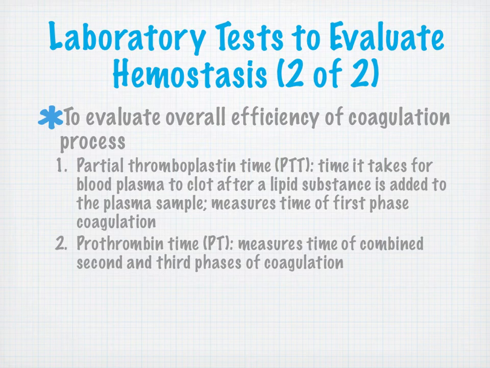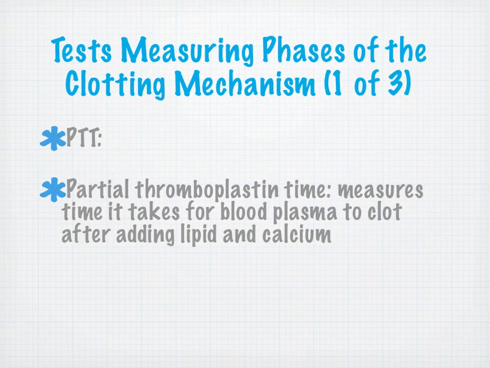To evaluate the overall efficiency of the coagulation process, again, I'm going to look at the PTT and the PT. So those are my lab tests. The PTT is the partial thromboplastin time, and that's how long it takes for the blood plasma to clot after a lipid substance is added to the plasma sample. That measures the time of the first phase of coagulation. And then our prothrombin time, or PT, measures the time of the combined second and third phases of coagulation.